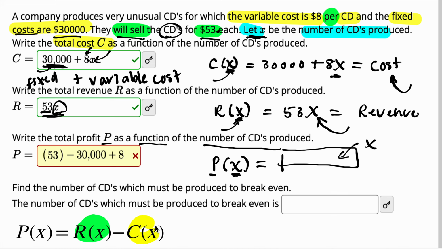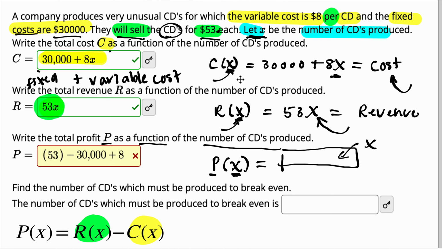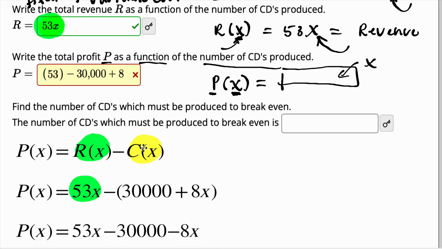minus cost. Now I already know that this is cost, and I already know that this is the formula or equation for revenue. So all I'm going to do is take those two pieces and plug them in here. Notice all I did was write, instead of R of X, I replaced it with what I know revenue is equal to in a formula or equation. The next step is I know that C of X is equal to this term. So where I have C of X, I'm going to put the cost function.